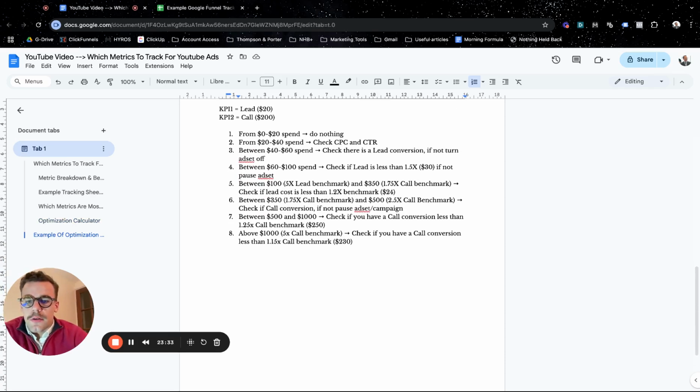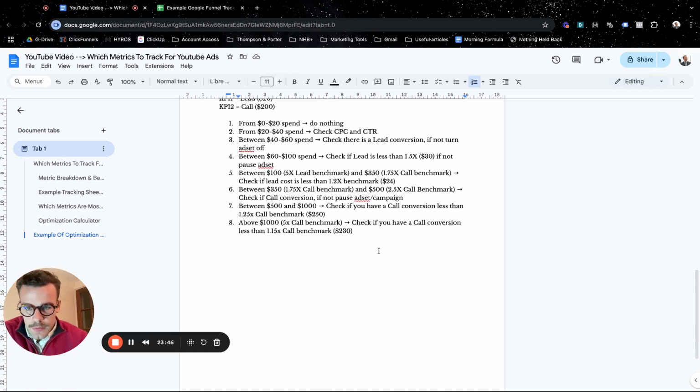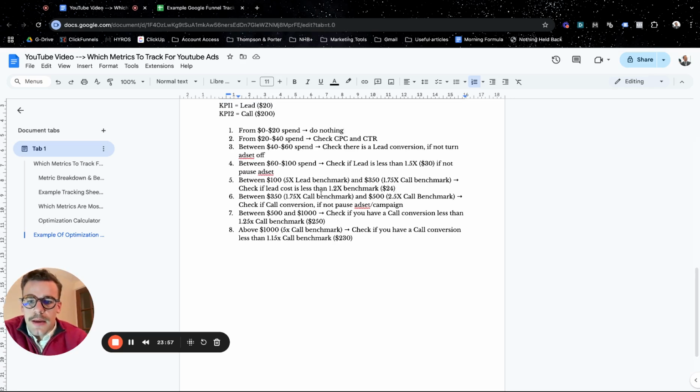Between $60 and $100 to spend, check if the lead cost is less than 1.5x your KPI 1, which is lead. So if it gets to $30 and it doesn't have a conversion yet, we're going to pause the ad group or campaign. Between $100, so this is 5x the lead benchmark, so 5 times 20, and $350, which is 1.75x the call benchmark, which is $200, we're going to check if the lead cost is less than 1.2.